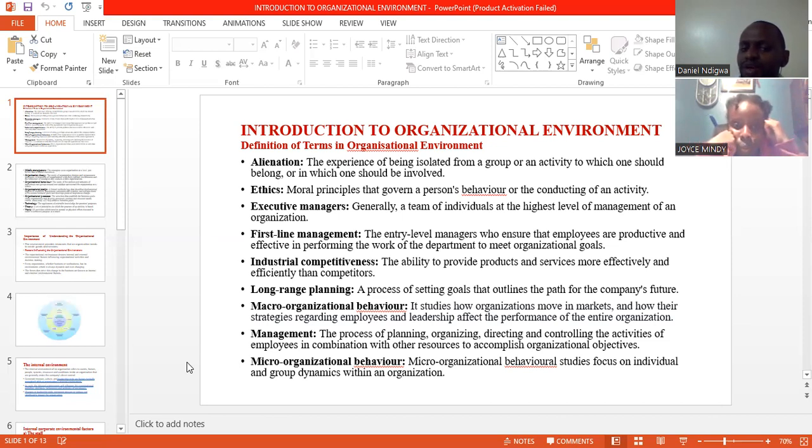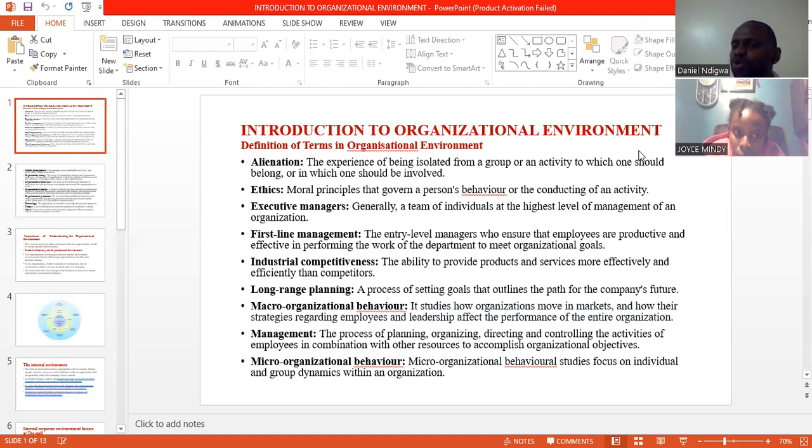Then the other very important term is called ethics. Ethics are moral principles that govern the behavior or the conduct of an activity. Remember, in procurement, we have our own procurement ethics. This is the moral behavior that we are supposed to follow within the organization. For example, if you enter the organization, you're not supposed to steal. But what happens in organizations? People take advantage of the system and they want to steal. Therefore, ethics tries to explain the morals that one needs to have for purposes of ensuring that everything within the organization is up and running.